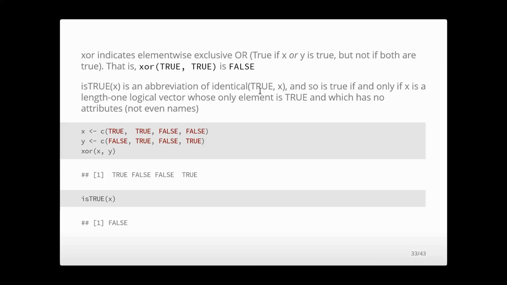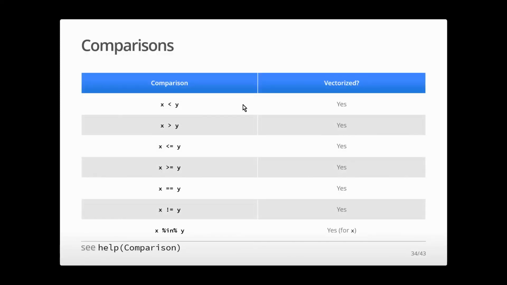And then isTRUE. isTRUE works only if it is a length 1 logical vector whose only element is TRUE and has no attributes, no names. So is it really just the object TRUE? It's a very strict thing. It's basically is x identical to the object TRUE. Now why would we want that? Sometimes it's useful.